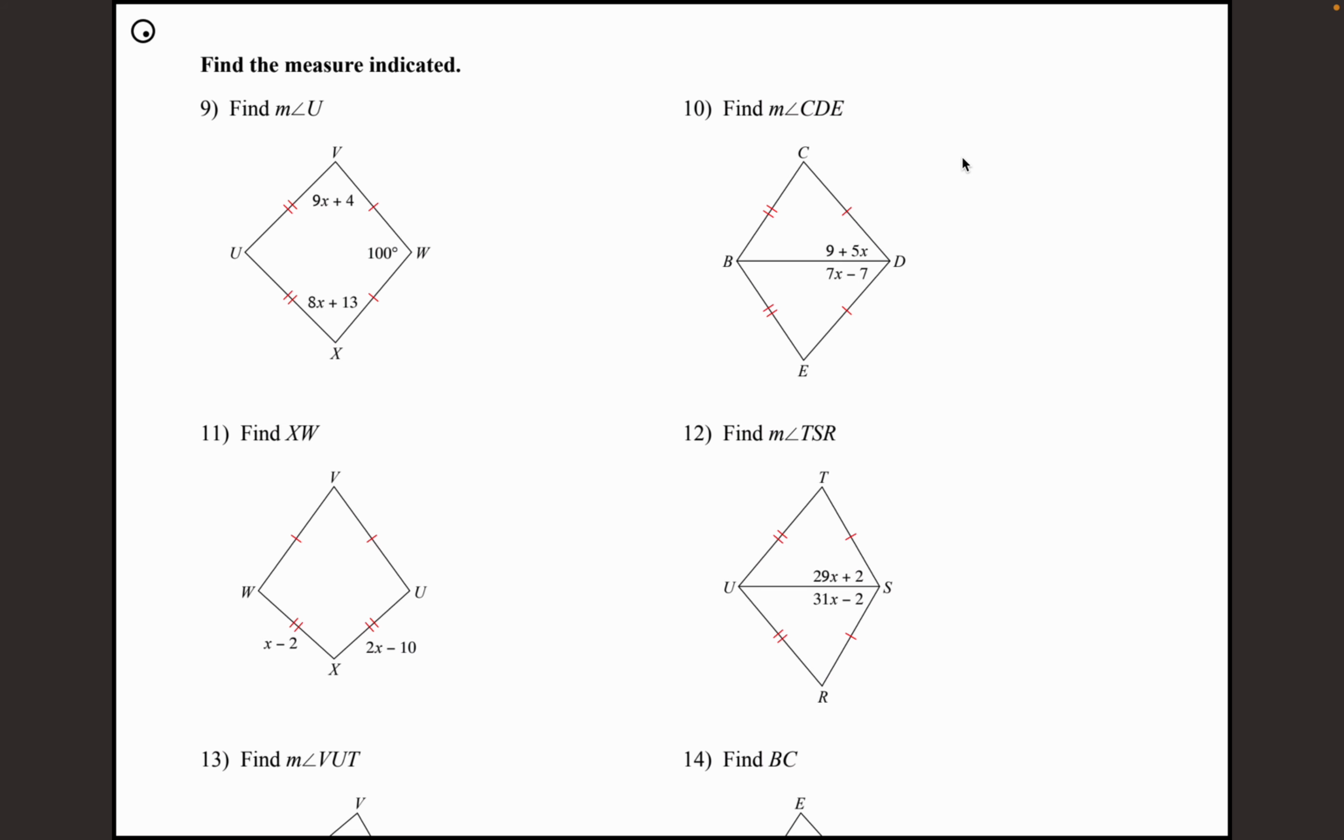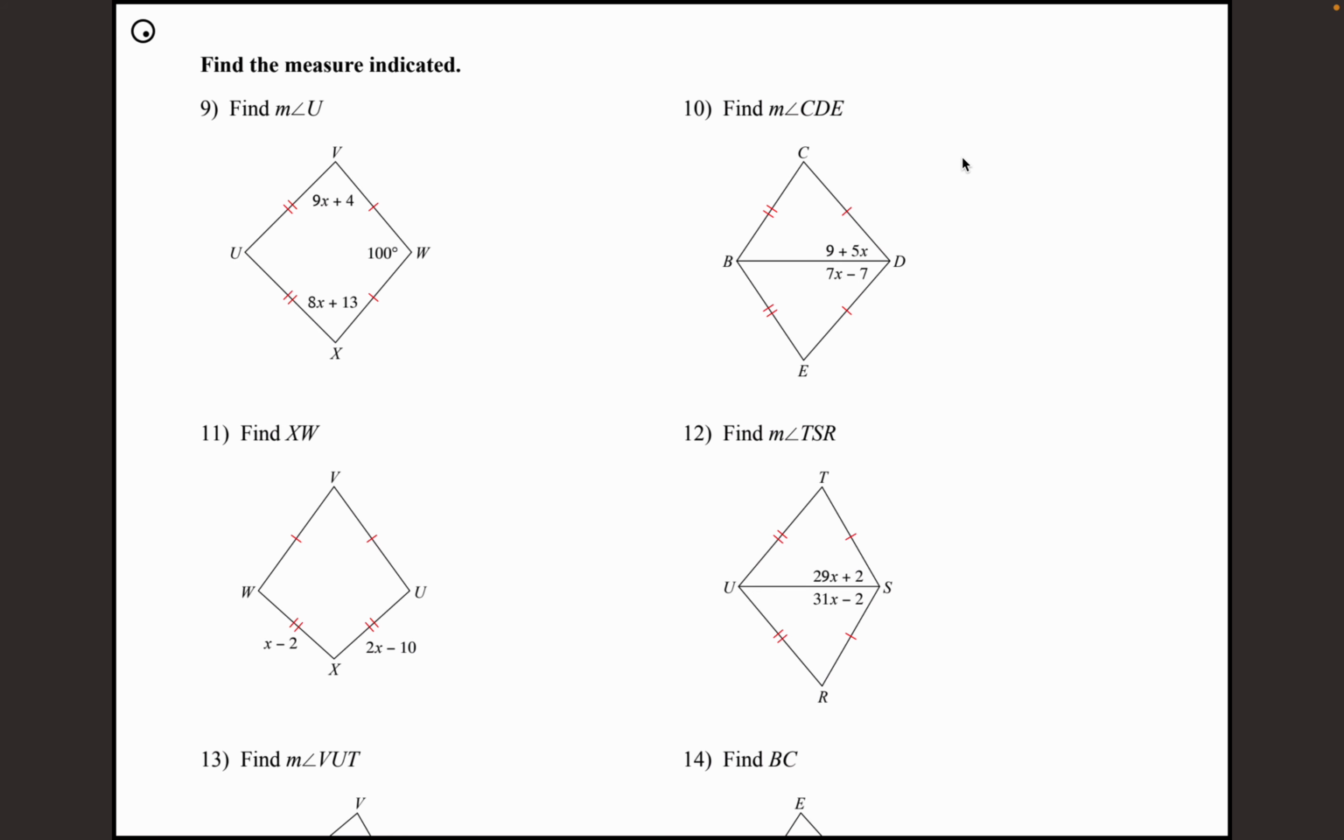Yeah, you need to set them equal to each other. And then just plug x in. Now plug x in because you got to find C, D, E. Just plug it into one of them. Not both. Just do one, because you know they're equal to each other.